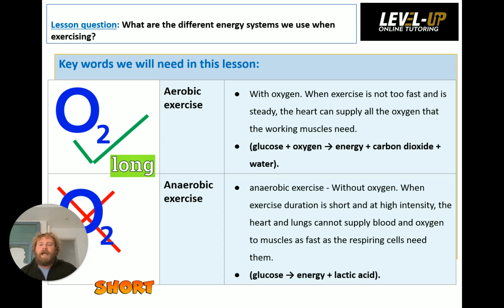Now, when we're looking at these systems, we have some equations that we need to look at. These equations are what we use when we look at how the body is using glucose, oxygen, etc. The equation for aerobic exercise is glucose plus oxygen equals energy plus carbon dioxide plus water. I would suggest making note of this because I'm going to test you at the very end of the video.